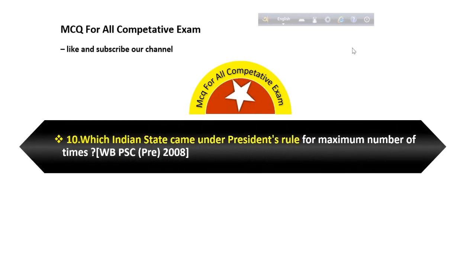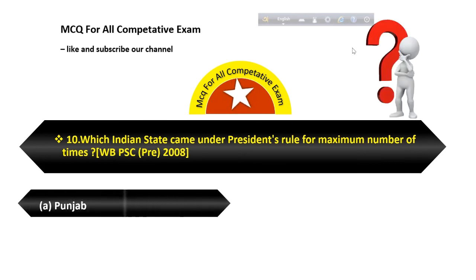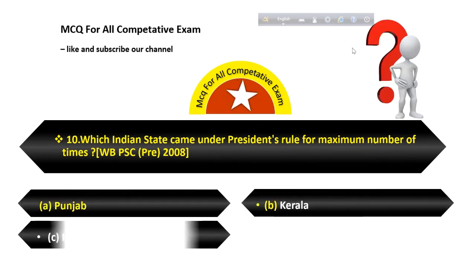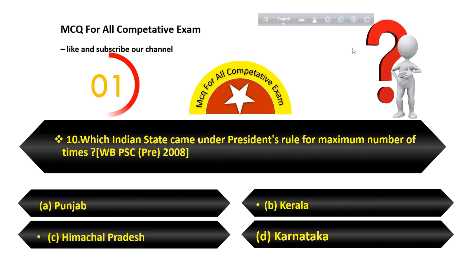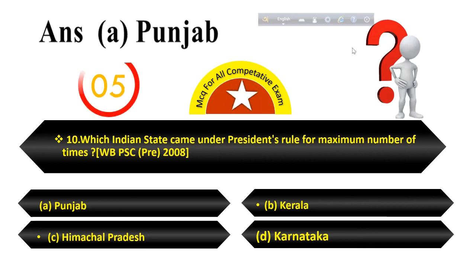Which Indian state came under the president's rule for the maximum number of times? Option A, Punjab. Option B, Kerala. Option C, Himachal Pradesh. Option D, Karnataka. Answer is Punjab.